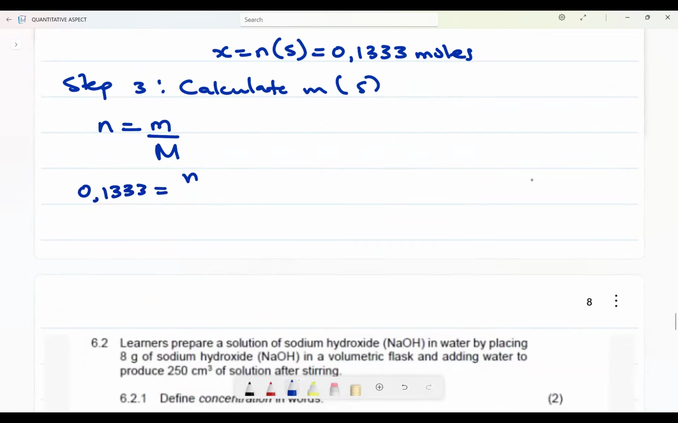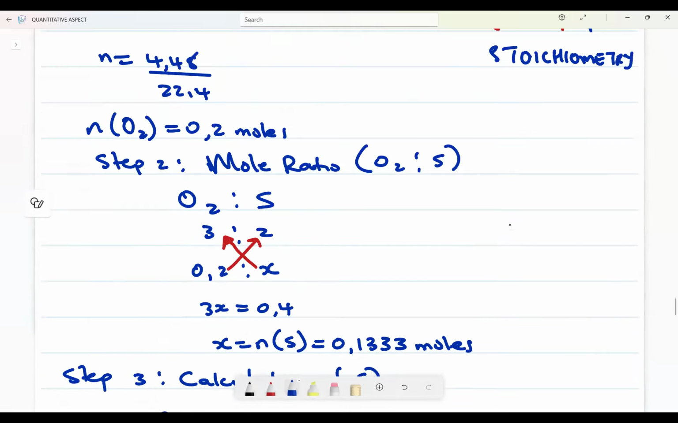0.1333. Then mass is what I'm looking for. Molar mass of sulfur, 32. And then mass of sulfur thereof gives me 0.1333 multiplied by 32. Then I get something like 2 decimal. Remember, the final answer is going to be 4. This is now my final answer. 4.7 grams. I'm done. Can you see?